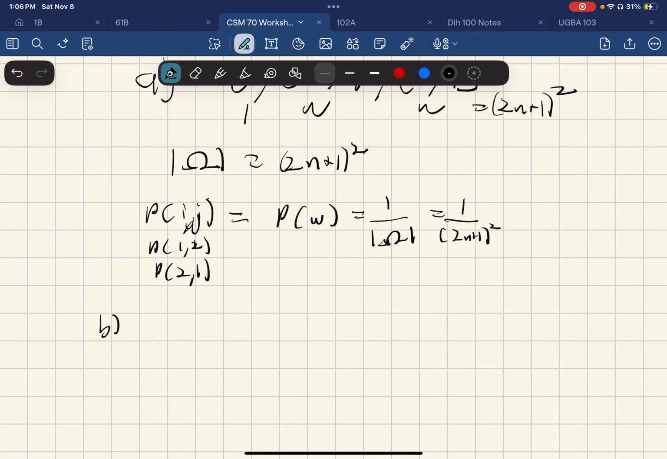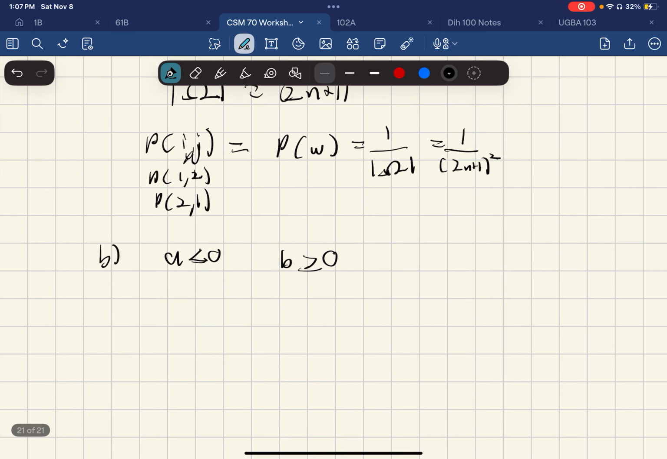Moving on to B, find the probability that the max of 0 and A is equal to the min of 0 and B. What we know is that the max of 0 and A is only equal to the min of 0 and B if A has to be less than or equal to 0, it has to be negative for the max to be 0. And then the min of 0 and B has to be 0, so B is going to be greater than or equal to 0. This is only going to happen when both are 0.